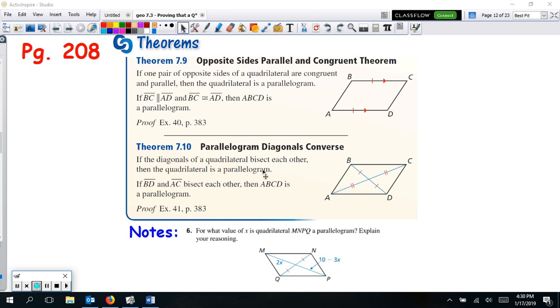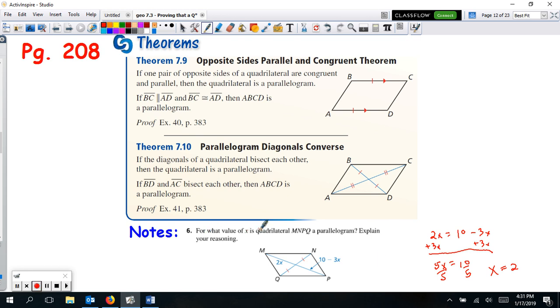So we can write out an equation to show that. We would say 2x is equal to 10 minus 3x. We can add 3x to both sides, and it's going to give us 5x is equal to 10. Then we divide by 5, and so x is equal to 2. So that's the value of x.